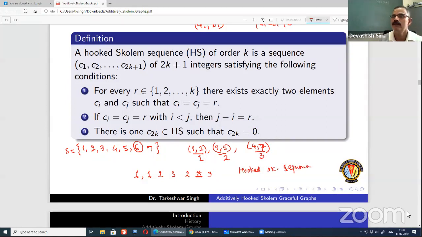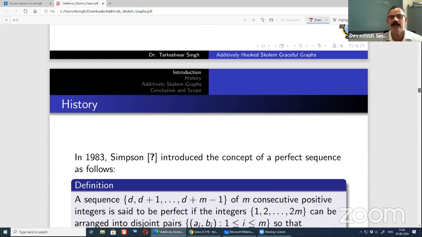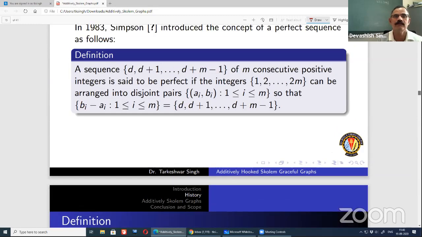Now, many ideas. Then Simpson also proved the perfect sequence, and he gave a definition of the perfect sequence. So not only the sequence d+1, ..., d+m-1, which are m consecutive positive integers, not starting from 1. It can start from any number d, which is going to be selected. The ordered pairs will be selected from 1 to 2m numbers only, in the same manner.